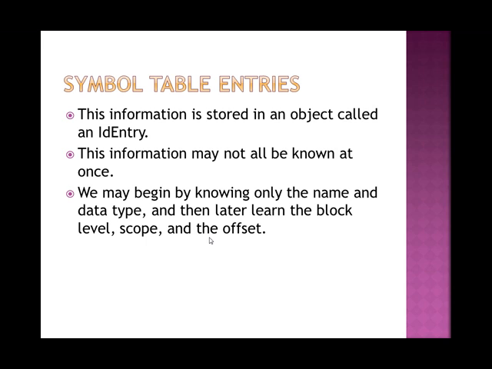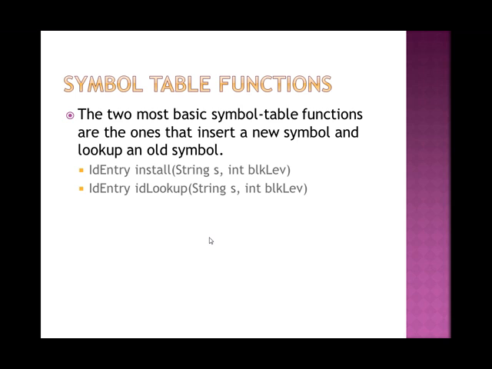That is, all the relevant information is not known at one time or at once. It begins with only knowing the name and the data type. Then later the block level, the scope and the offset are also added to the symbol table. So this is a symbol table.